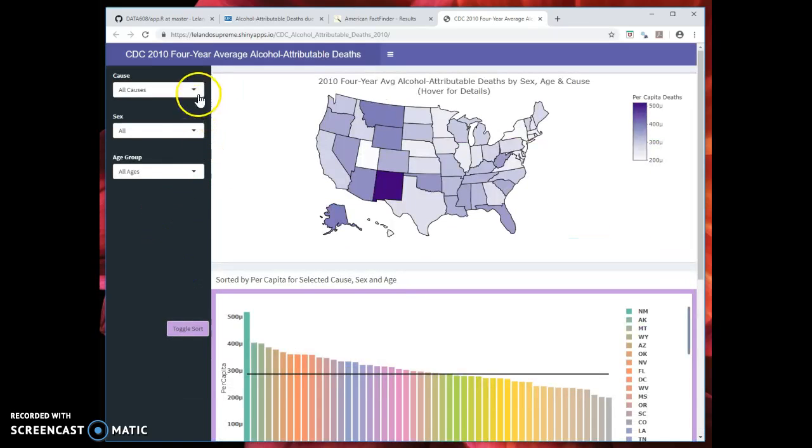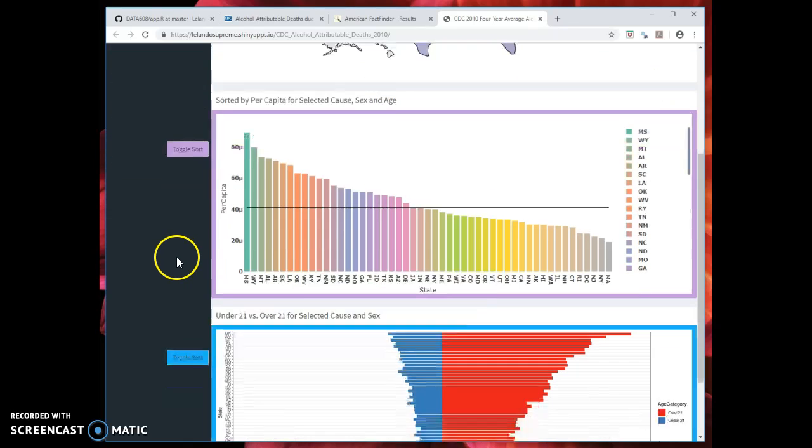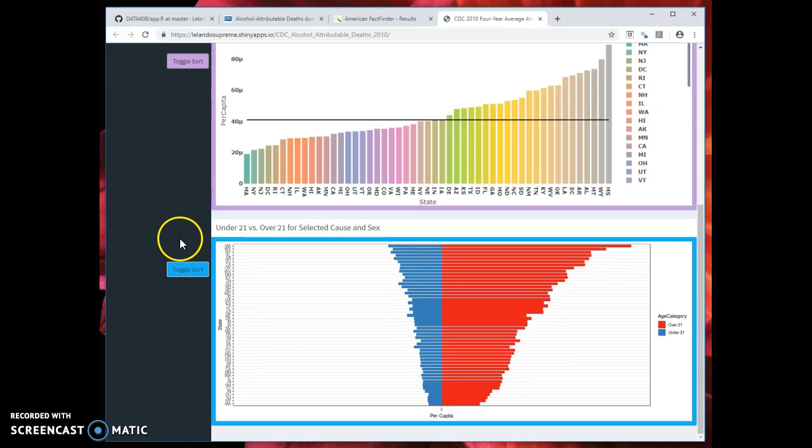So let's look at some of the causes. Let's say that we're looking at motor vehicle crashes. Of course, it's all dynamic. Once you make a selection, it changes. We can see that Wyoming, Mississippi, and Montana are particularly high. We can see that again here, Mississippi, Wyoming, Montana. We can see the national average. We can see who's above and below the national average. We can sort it if we like. And then we see the over 21 and under 21.